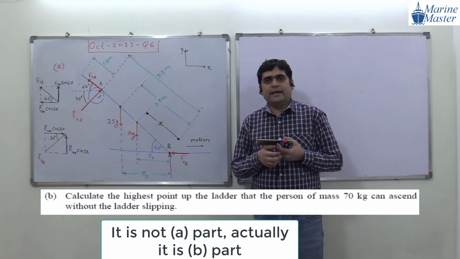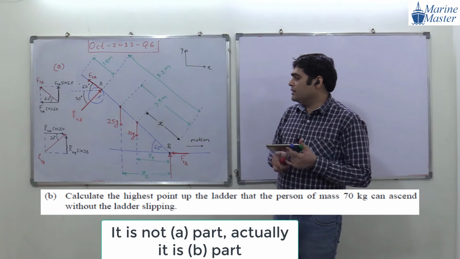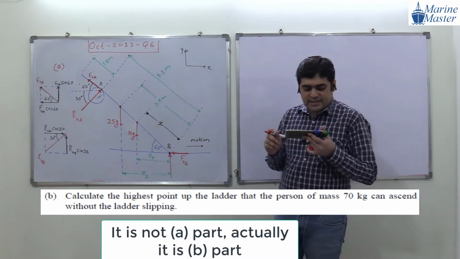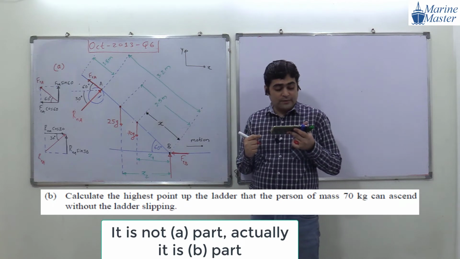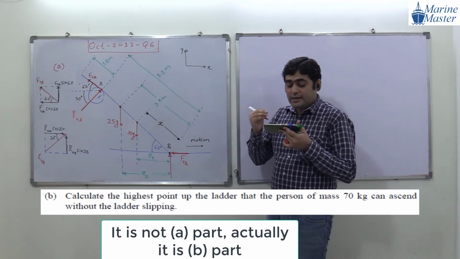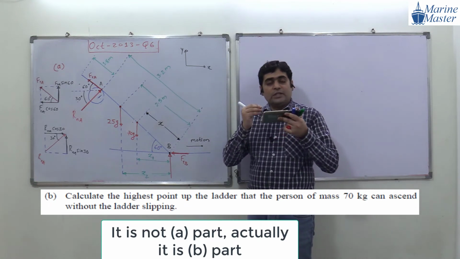So, what is our target here? What is our target in A part? What do we have to find out in A part? What are they asking us? Calculate the highest point. Guys, I am reading A part once again. Calculate the highest point of the ladder that the person of 70 kg can ascend without the ladder slipping.